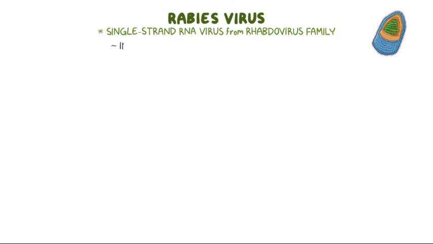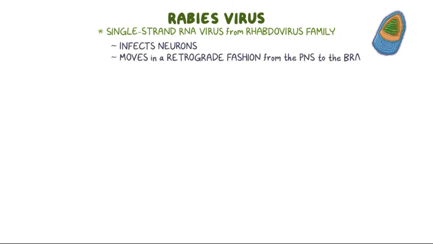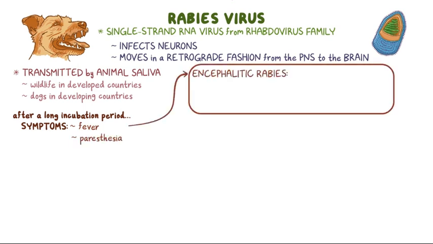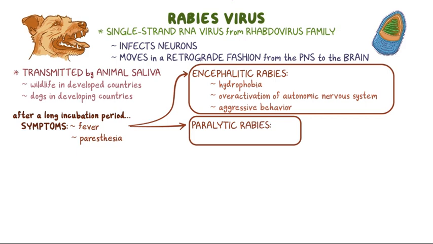Alright, as a quick recap, the rabies virus is a single-strand RNA virus from the rhabdovirus family. It infects neurons moving in a retrograde fashion from the peripheral nervous system to the brain. It's transmitted by animal saliva, particularly from wildlife in developed countries and dogs in developing countries. After a long incubation period, it'll cause symptoms like fever and paresthesia, followed by either encephalitic rabies, which causes hydrophobia, overactivation of the autonomic nervous system, and aggressive behavior, or paralytic rabies, which causes ascending paralysis.